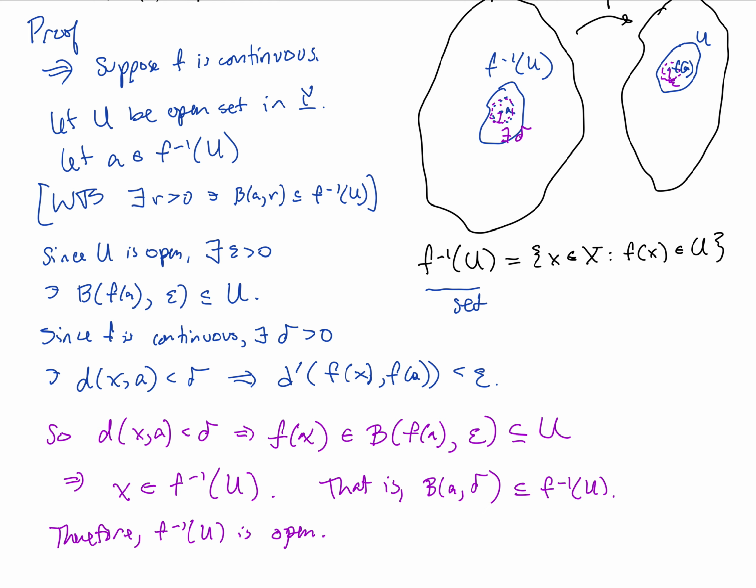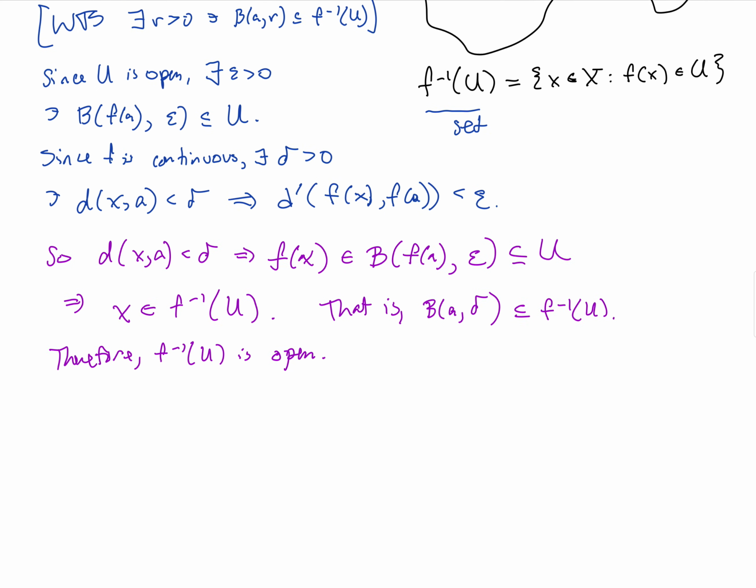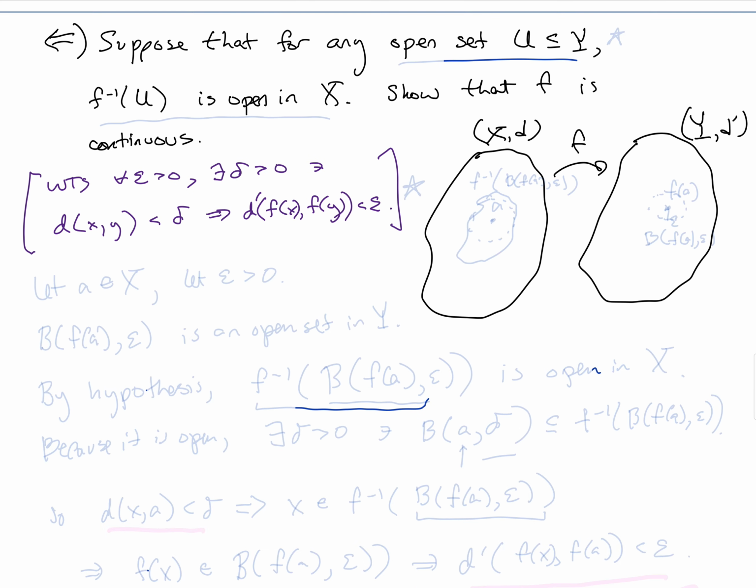Let's now show the second half of this theorem, that if it's the case that for any open set u subset of Y, f inverse of u is open in X, if that is always true, then f is continuous. So we're going to assume that this is true. We want to show that f is continuous.